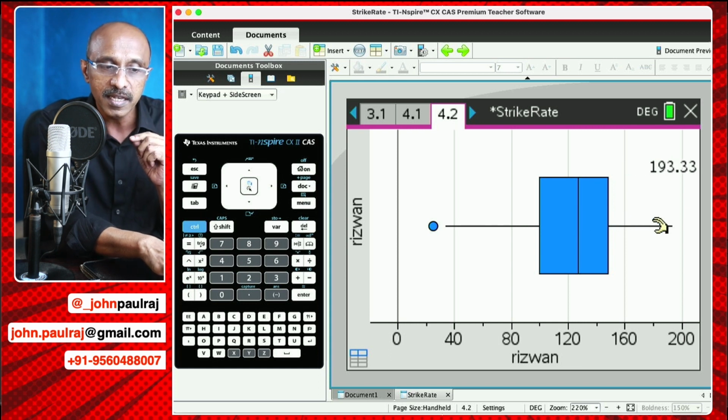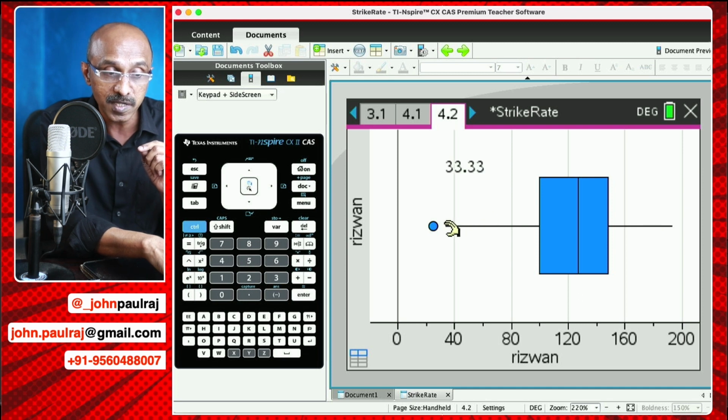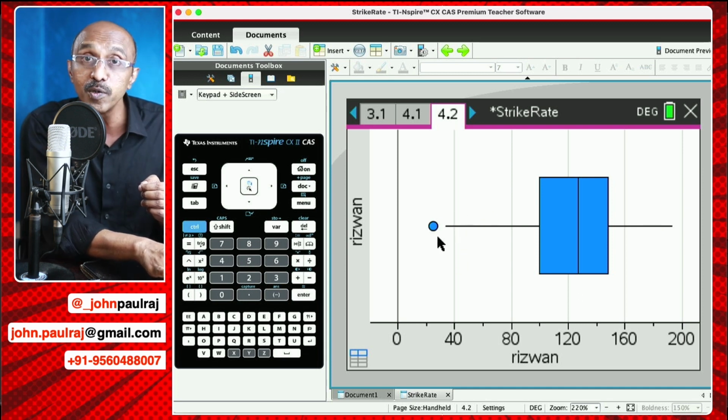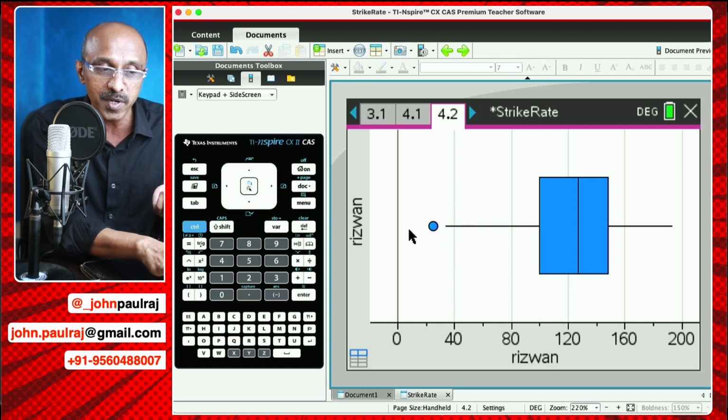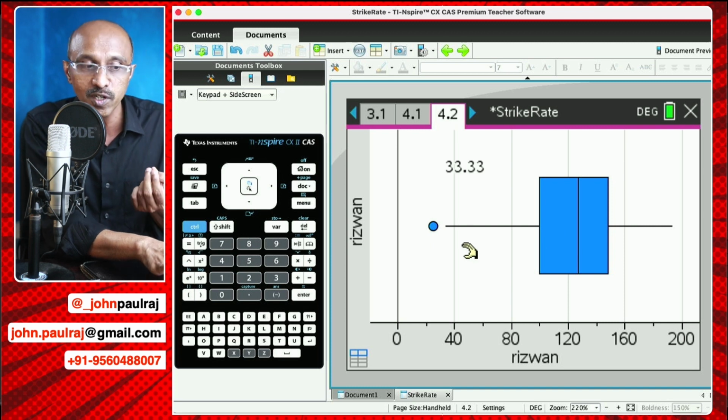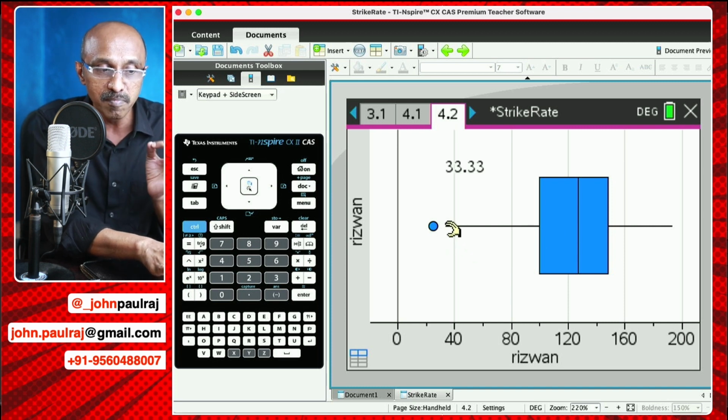That's interesting. Okay. His maximum strike rate has been 193.33. And his minimum strike rate, you might wonder what that little point is doing outside of the box plot? Well, that is called an outlier. It is kind of an aberration to the general scores. We won't go into the technical definition of what an outlier is, but his minimum score is considered as 33.33.